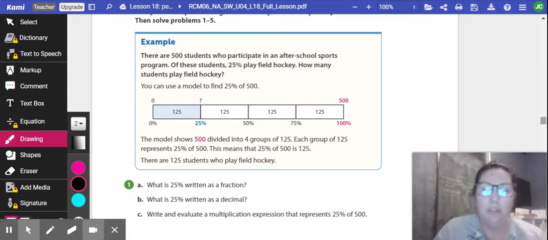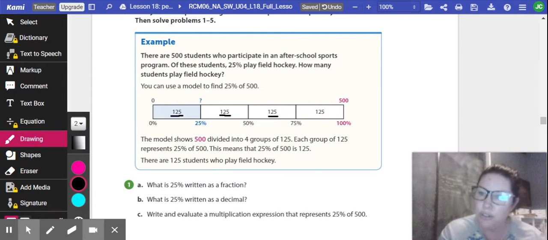You can use a model to find 25% of 500. Okay, so here they've done our bar model for us. We have 100% is equal to 500 students. And then they've broken it up into fourths. So 1/4 would be 125. 2/4 would be 125 plus 125. 3/4 would be 125 plus 125 plus 125. And then we know that 4/4 would equal 100%.